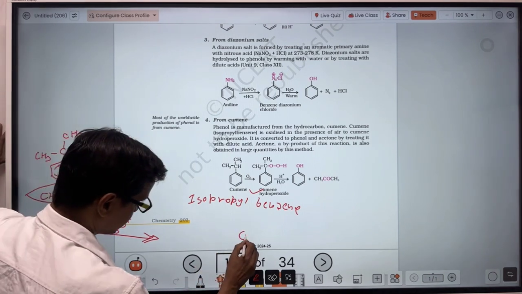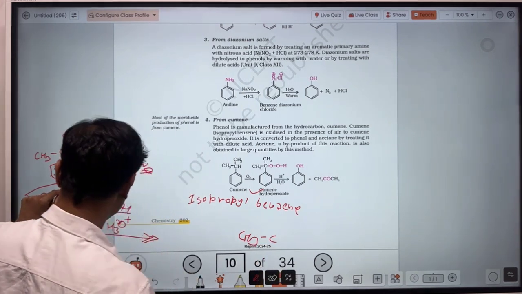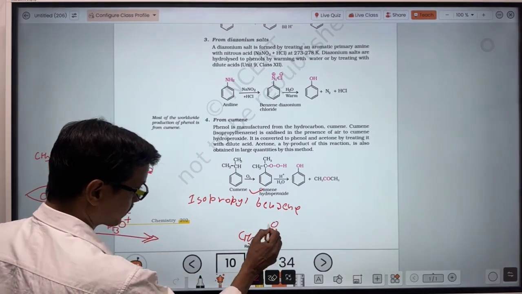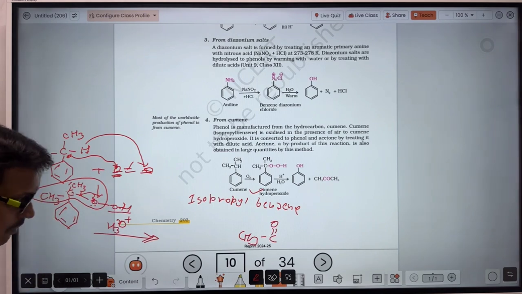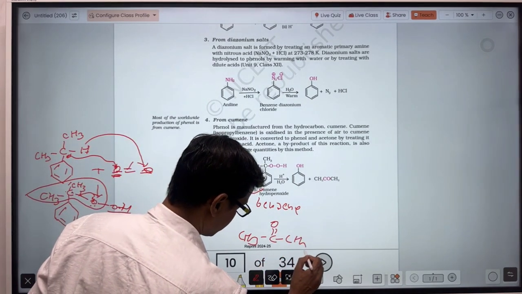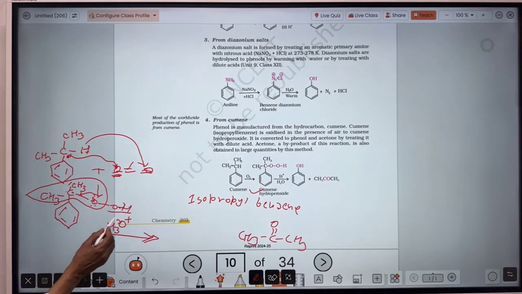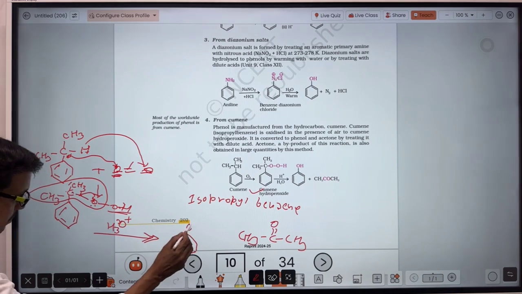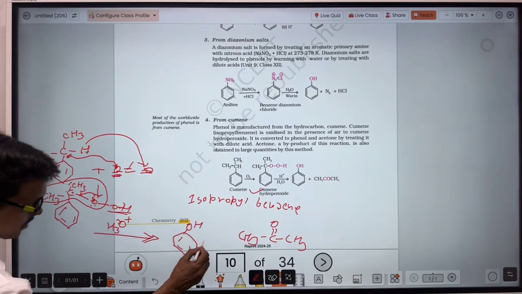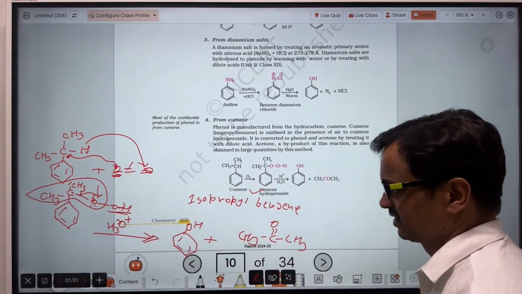So the structure will be: here CH3, here C, and this oxygen will form a double bond with it. Now this carbon is also bonded to the methyl. So here is methyl. So there is formation of propanone here, and in addition to that, this OH will get bonded to this carbon of the benzene, so there will be formation of phenol. So there will be formation of phenol and propanone.